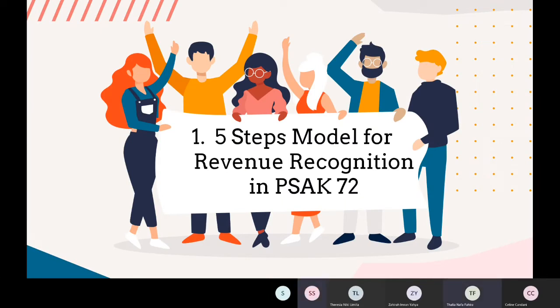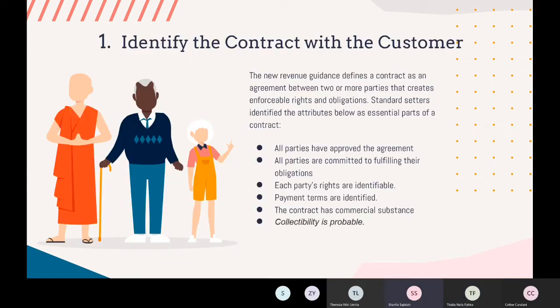So the first one, I'm going to explain to you about the 5-step model for revenue recognition in PSAK 72. The first step is identify the contract with the customer. The new revenue guidance defines a contract as an agreement between two or more parties that creates enforceable rights and obligations. Standard setters identified the attributes below as essential parts of a contract.